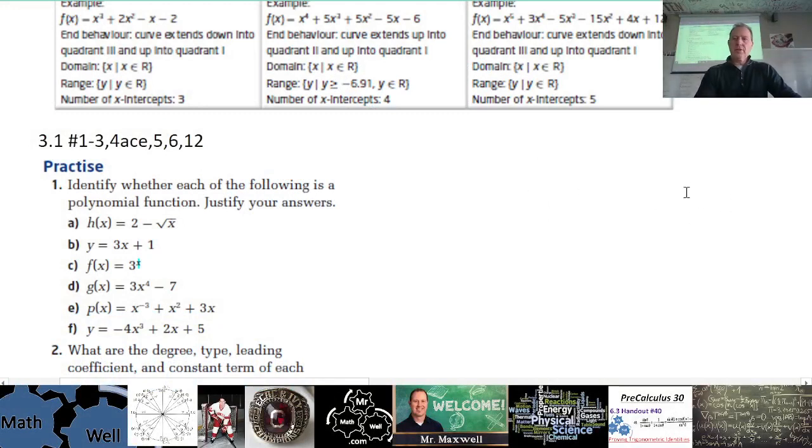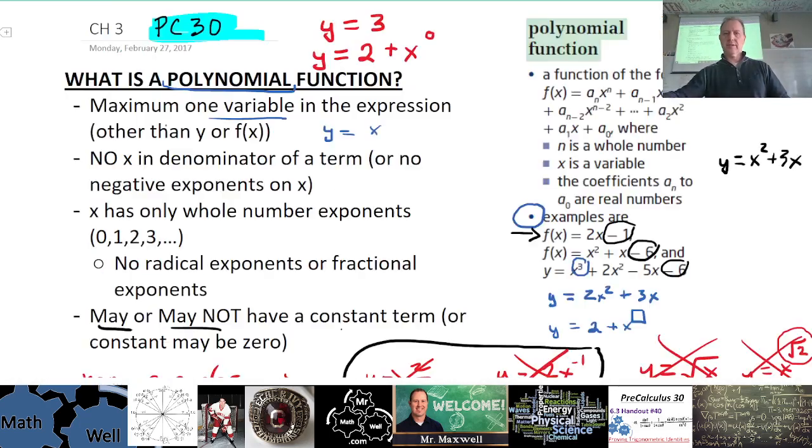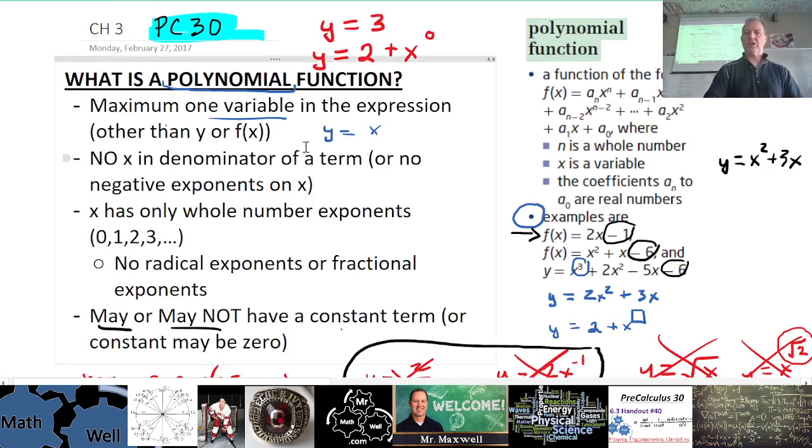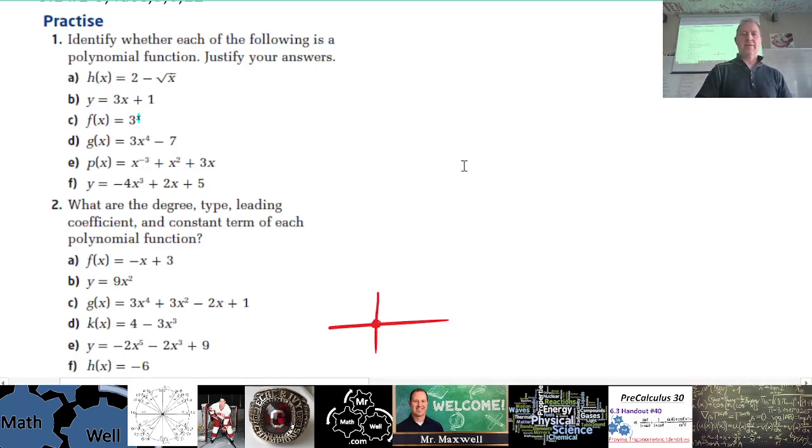All right, so section 3.1, let's take a look at question number 1. It says, identify whether each of the following is a polynomial function or not. Justify your answers. Computer's freezing on me. Okay, so a polynomial function, as we remember, has whole number exponents, right? It doesn't have any radical exponents or fractional exponents, and no negatives in the exponents.